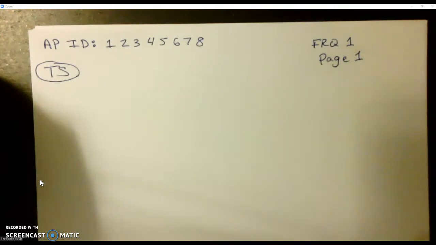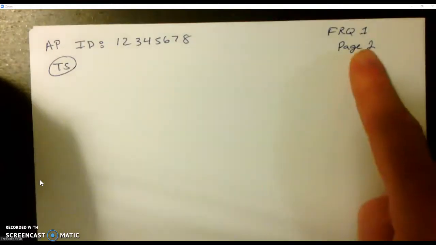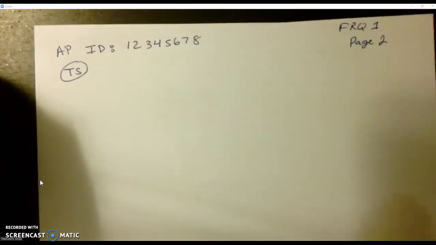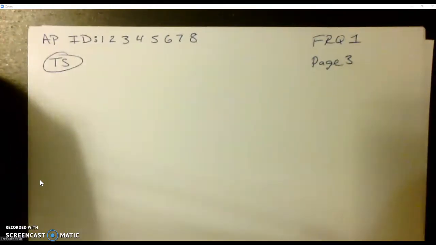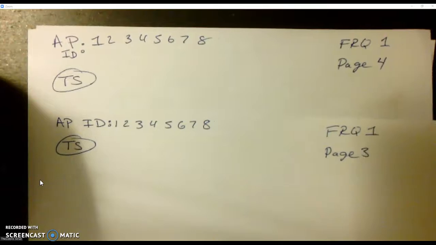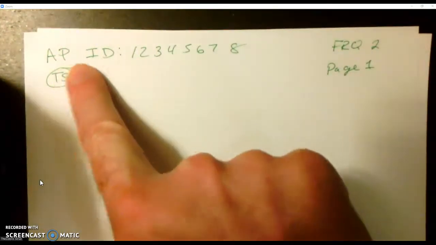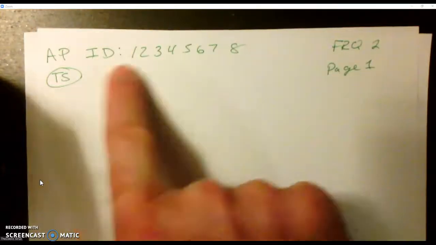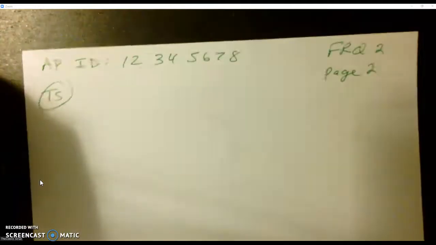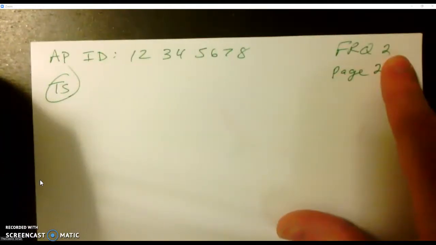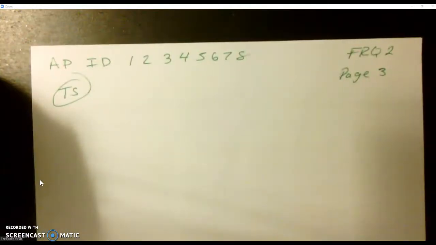You're allowed 5 images, so I went through and I prepped my first sheet. Here's my second sheet, free response question 1, page 2. Exact same thing, page 3, page 4, you can do that up to 5. And then I'm going to pick another one, and I'm going to set up the exact same thing: AP ID, 8-digit ID number, initials, free response question 2, page 1. And then here's page 2, page 3, and so on, and you want to prep up to 5.